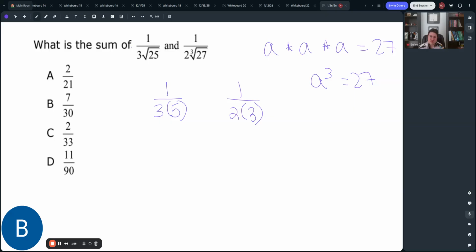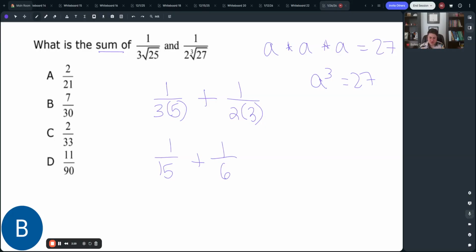And then how are these two numbers related? Well, they're saying we are taking a sum. So sum means addition. So we are adding these two numbers together. So from here, we can do our multiplication in our denominators here. So this is going to be 1/15 plus 1/6.